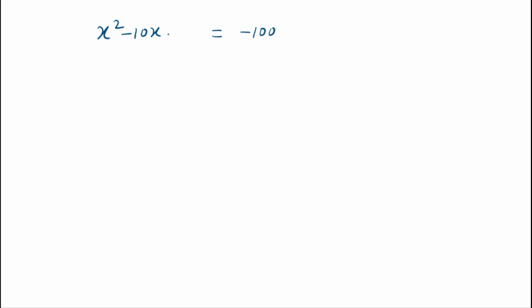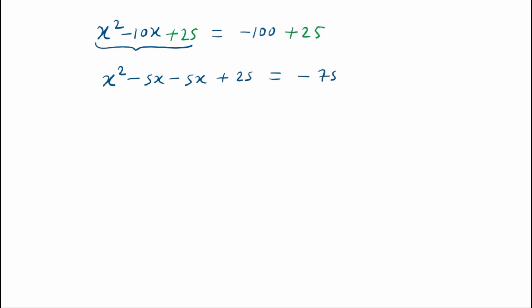Now we add 25 to both sides. Look carefully, the left hand side expression is then a perfect square, factorizable. Here we will apply the middle term split. x square minus 10x is x square minus 5x minus 5x plus 25, and this equals minus 100 plus 25, which is minus 75.